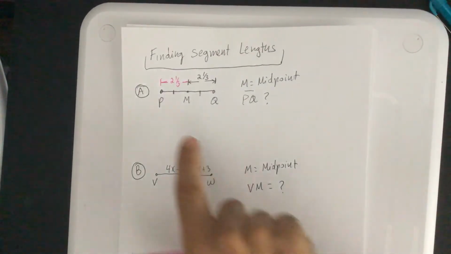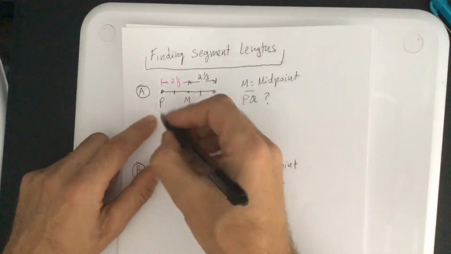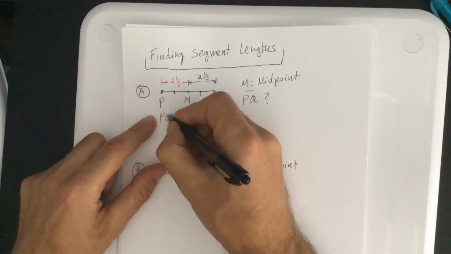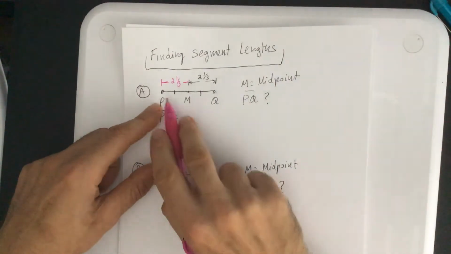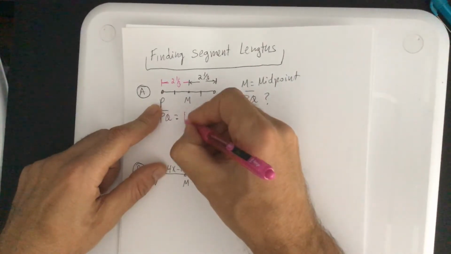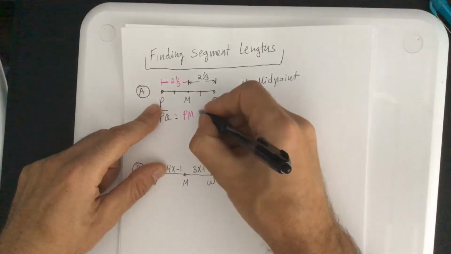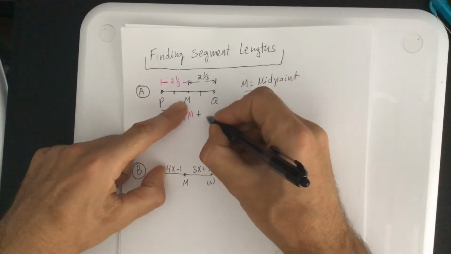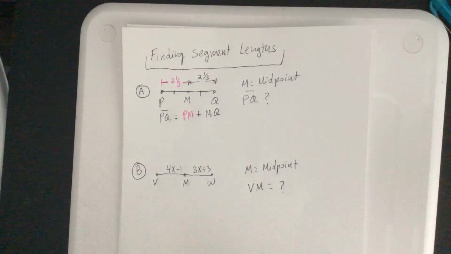All right. So if we want to find out PQ, what we know is that segment PQ is going to be equal to segment PM plus segment MQ, because this is the midpoint right there. So this distance and this distance. This is the segment addition postulate, basically. So we put it together.